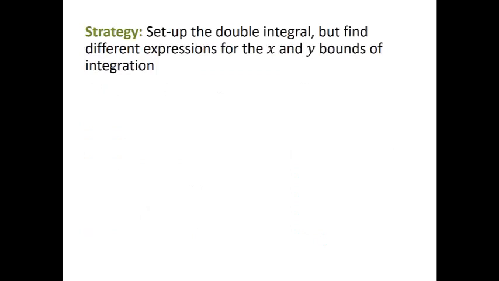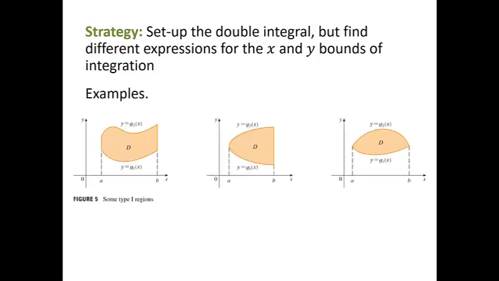Our strategy is to set up the double integral, but find different expressions for the x and y bounds of integration. Now here are some examples of what the region D might look like, and these are what we'll call type 1 regions. Notice here that in each region D, the x values are bounded between two numbers a and b, and the y values are bounded between two functions g1 of x and g2 of x.